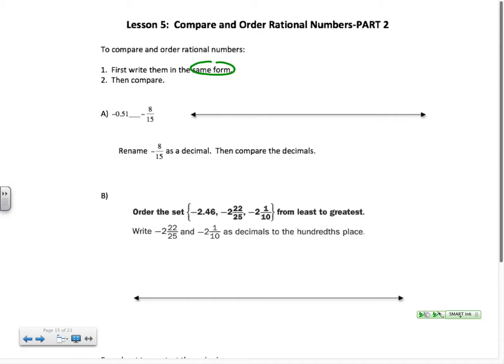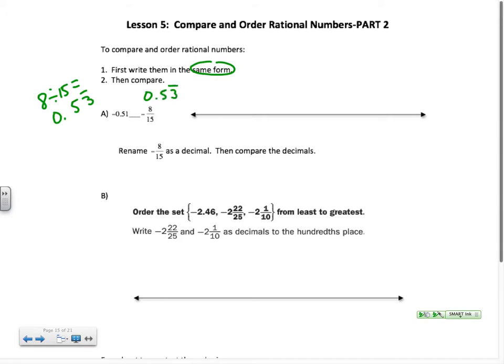So for A, I have negative 0.51, and we say that negative 0 and 51 hundredths, compared to negative 8/15. I'm going to get out my calculator, and on my calculator I'm going to punch in 8 divided by 15, and once you do that you can see that it will be a repeating decimal. We put that bar notation above the 3. So just so you can see the comparison of these two.